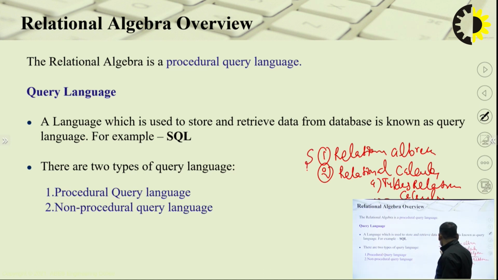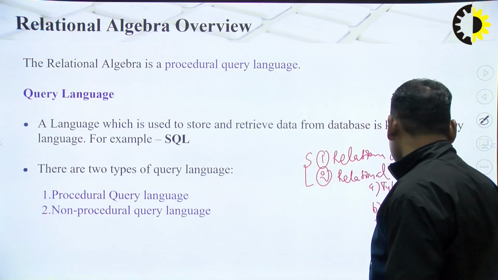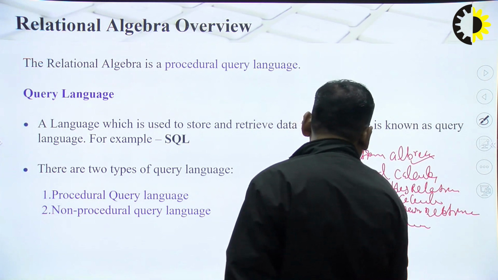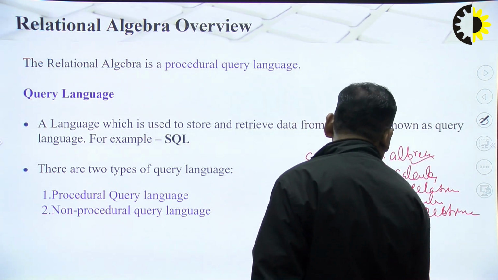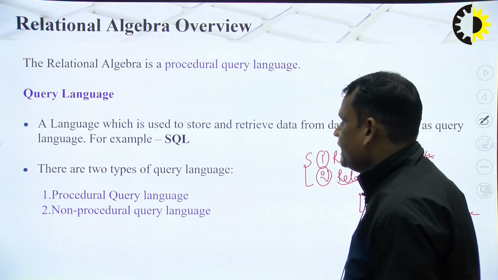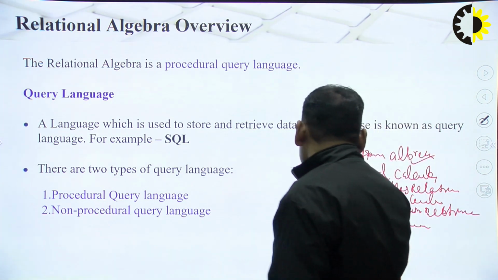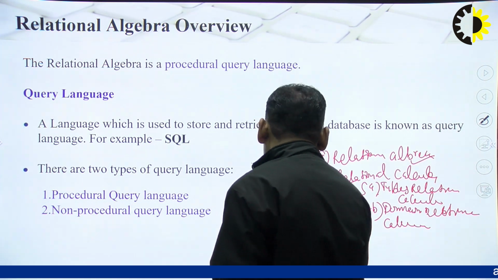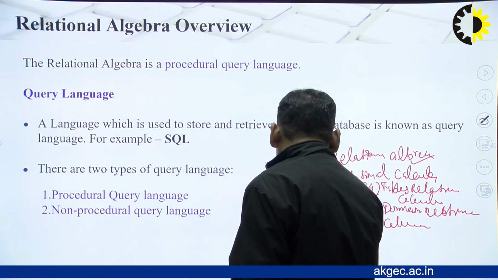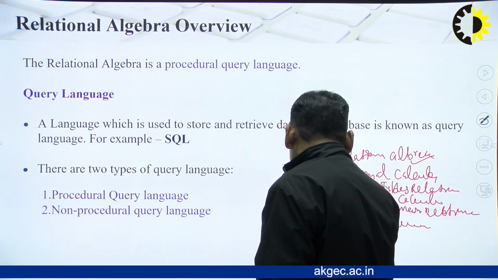So this mathematical model is of two types. First is relational algebra, second is relational calculus. Relational calculus further breaks into two types: first is tuple relational calculus and second is domain relational calculus. This is basically the mathematical model, and it has practical use in SQL.